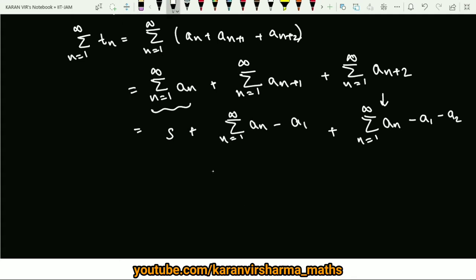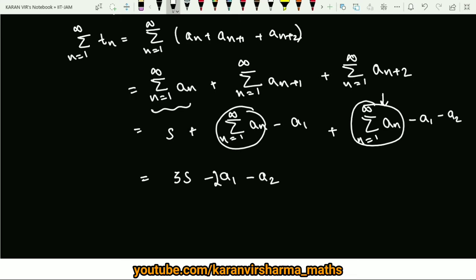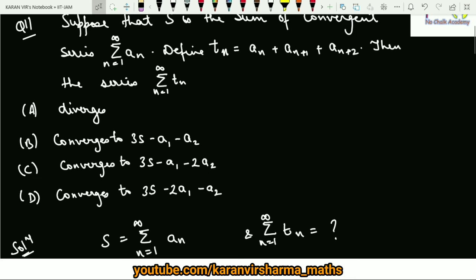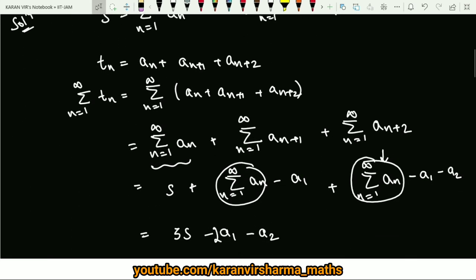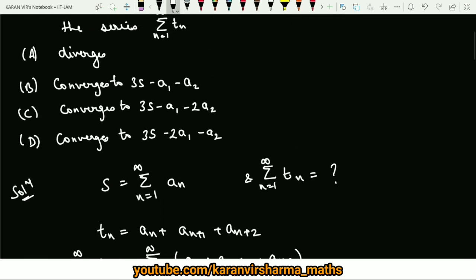Now we know that summation n running from 1 to infinity a_n is nothing but S. So just replace this term with S, and similarly here also you can replace it with S. So S plus S plus S, that will be 3S minus a1. So a1 is also 2 times, so this will be minus twice a1 minus a2. So you can go to the options now and see 3S minus 2a1 minus a2. So that is the fourth option.